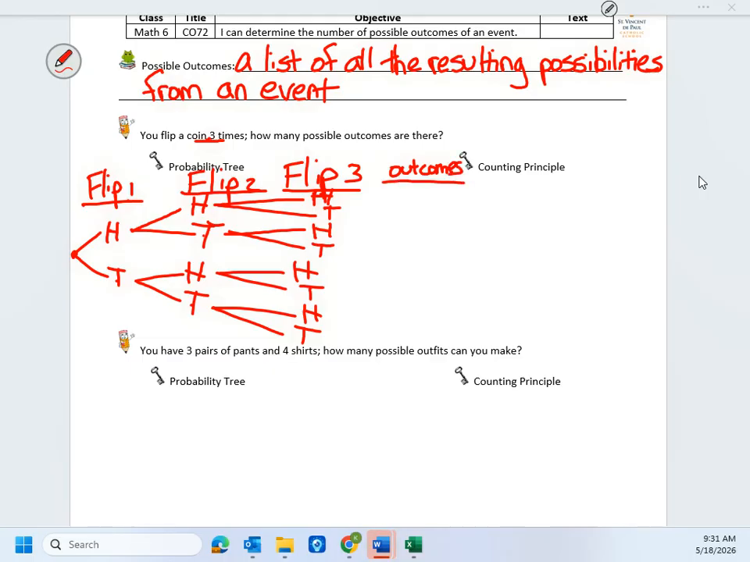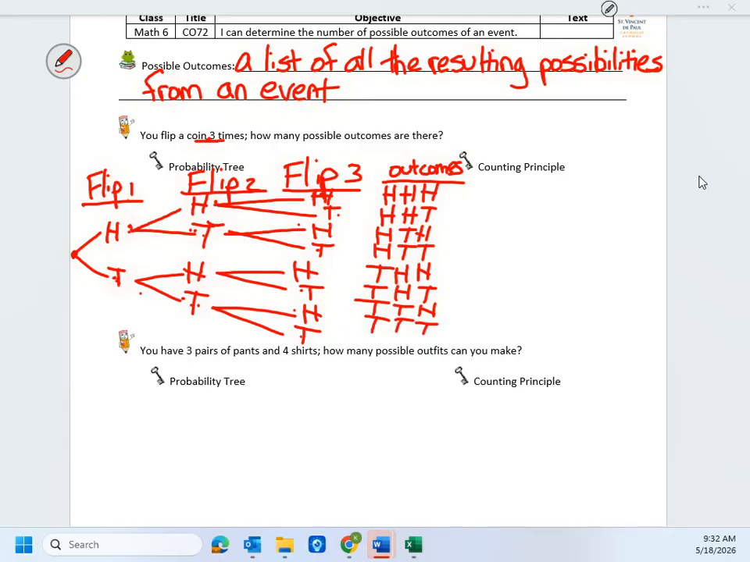So I'm going to follow it through. I could get heads, heads, heads. I could get heads, heads, tails. Then I could get heads, tails, heads. Heads, tails, tails. Tails, heads, heads. Tails, heads, tails. Tails, tails, heads. And tails, tails, tails.